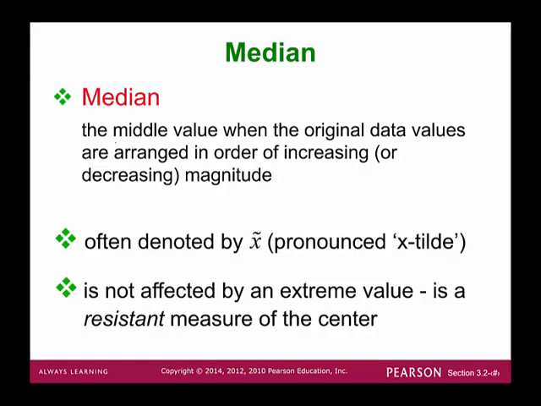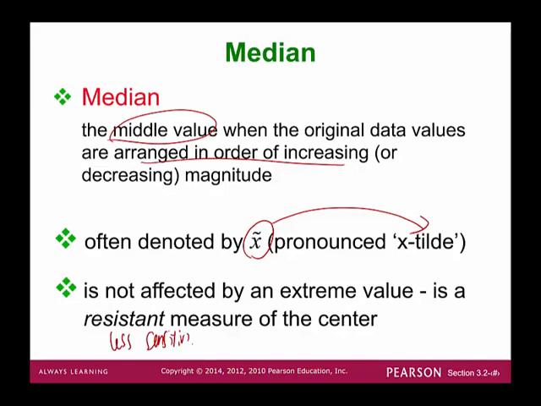Median is the middle value when the original data set is arranged in increasing order, right? So you tally the data, put it in increasing order, and then the middle value is what we call the median. We usually use the symbol x tilde, pronounced x tilde, to represent the median. And median is not so much affected by extreme values. That means median is less sensitive to the extreme values or the outliers.